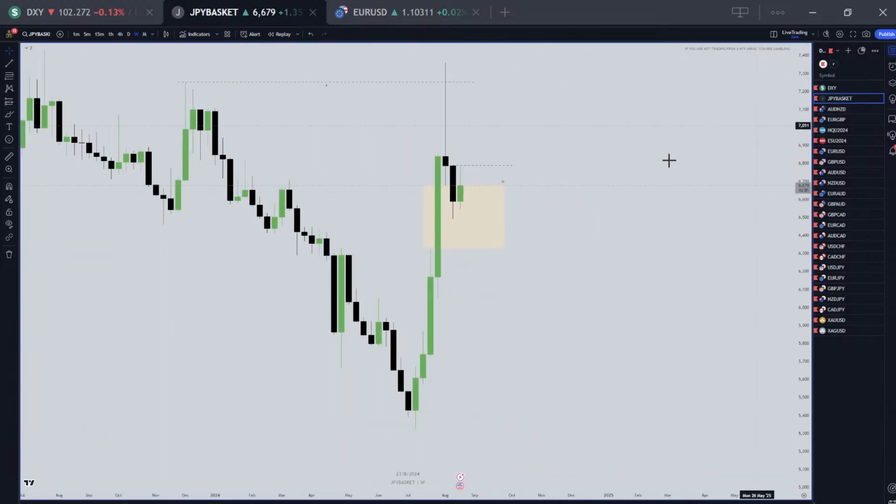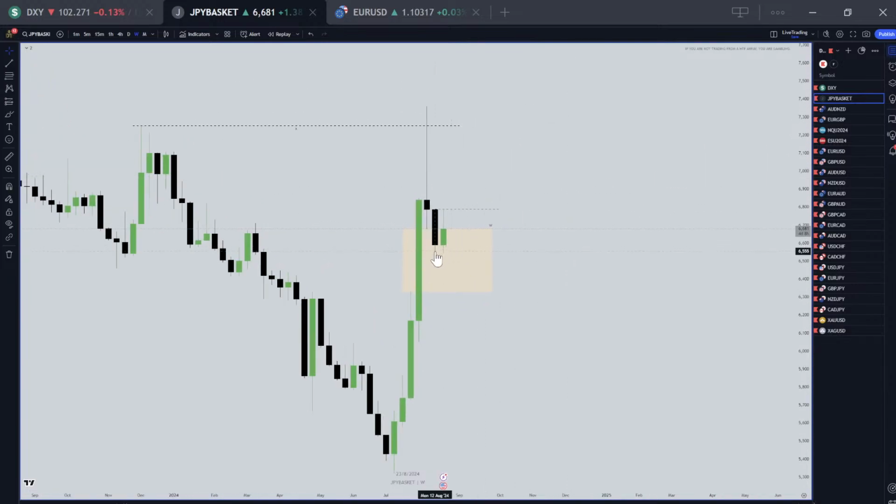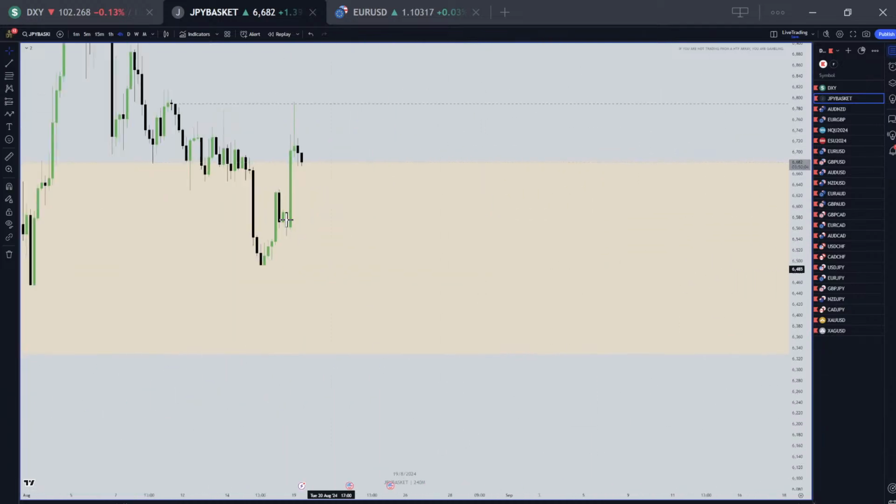Just like we look at the DXY, we also look at the JPY. On the weekly BISI, the bodies are closing above the consequent encroachment, so price is telling us we probably want to respect the weekly BISI. But I'm not going to ignore the idea that we can probably go lower. My main idea is here, and it's going to be validated or invalidated by this 4-hour BISI.